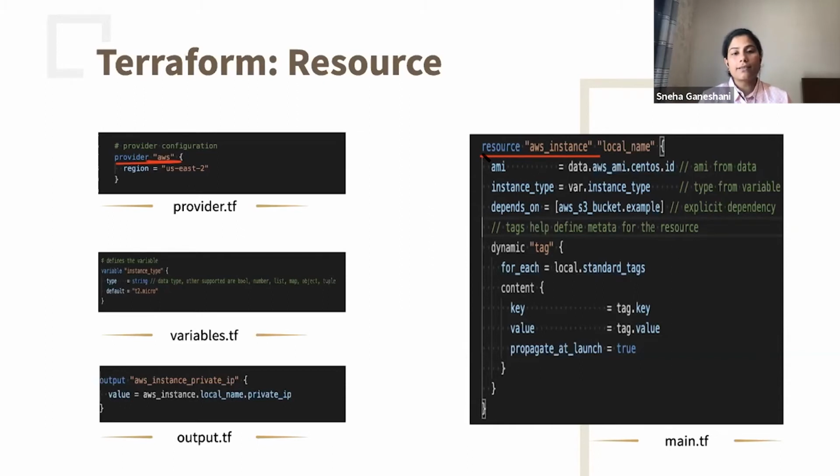And so let's say you want to deploy an AWS instance. So you will first have to mention the resource and then the type of resource which you want to deploy, and then you can give any local name to your resource. There are many input parameters which have to be passed to the resources, and those you can find in the official Terraform documentation.